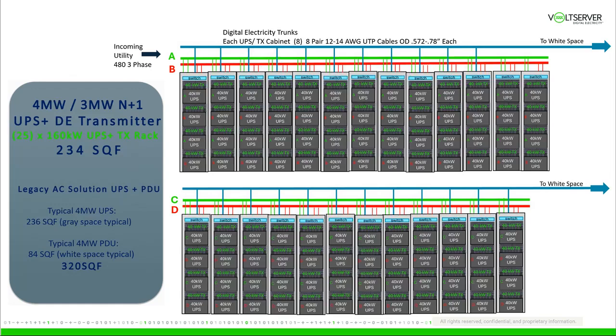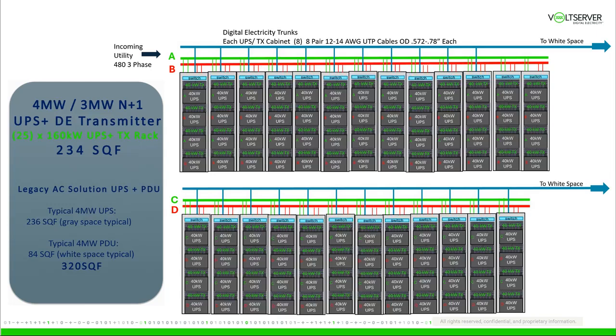Now remember that the transmitter is equivalent to a floor PDU in a traditional AC power lineup. In comparison, a 4 megawatt UPS in a traditional data center would require a minimum of 236 square feet, and 4 megawatts of floor PDU will require an additional 84 square feet for a total of 320 square feet. That is a pretty significant square foot savings, especially when we're operating at scale.